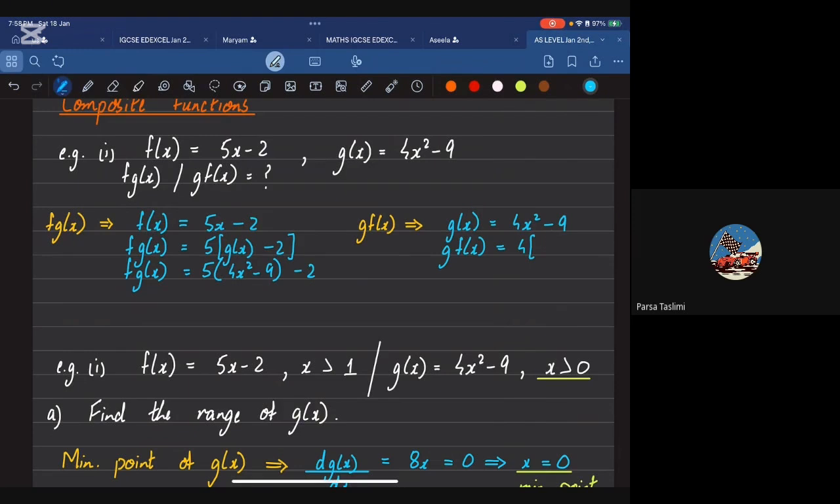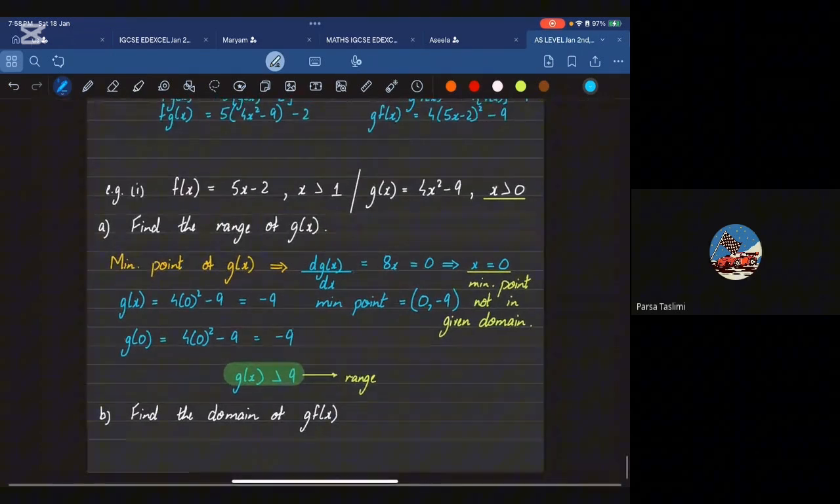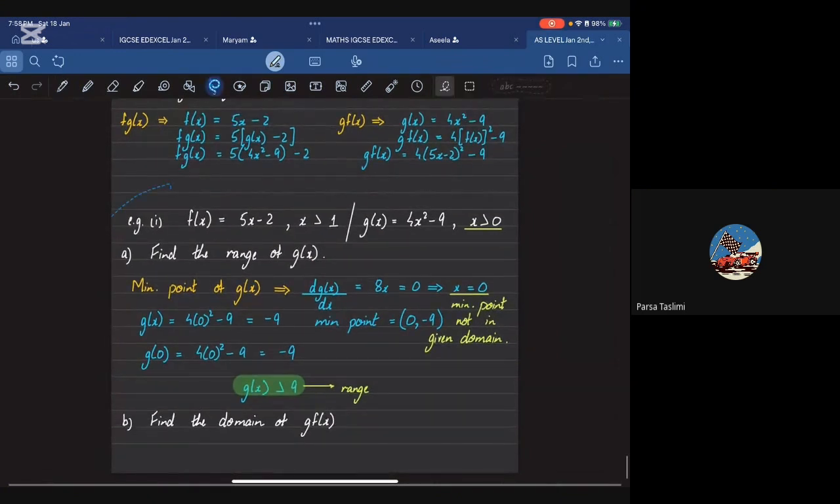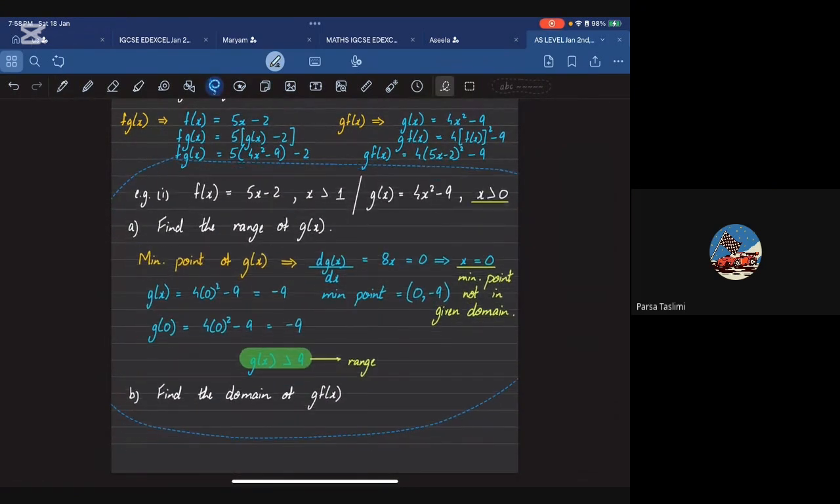So x was being squared over here. So the entire f of x function is also going to be squared over here. So in the end, it's going to be g of f of x is equal to 4 times (5x minus 2) whole squared minus 9. Clear? And they're both going to have their own respective answers. Any issues with this? No, sir.